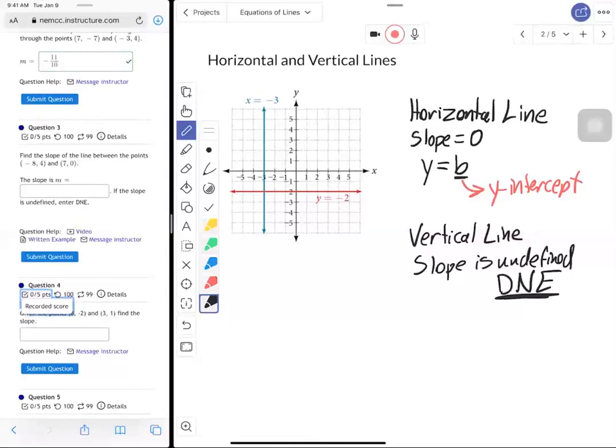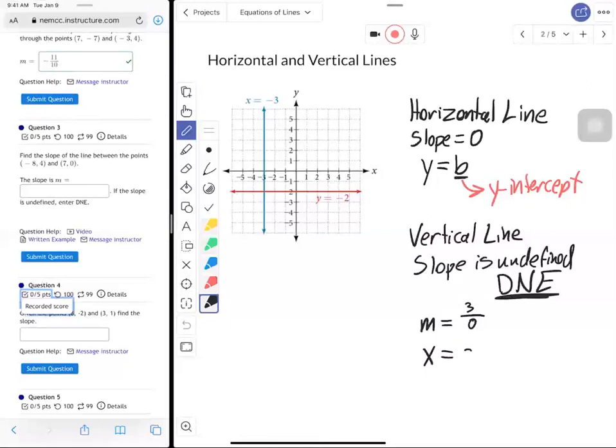Now what happens with an undefined slope is as you are calculating m, you'll get some value on top. It really doesn't matter what. We'll just say 3 for the sake of having a number there. But then you'll get a 0 on the bottom, okay? We can't divide by 0. And so anytime you get 0 in the denominator of a fraction, that means that your value does not exist, okay? The formula for a vertical line is always x equals some number.